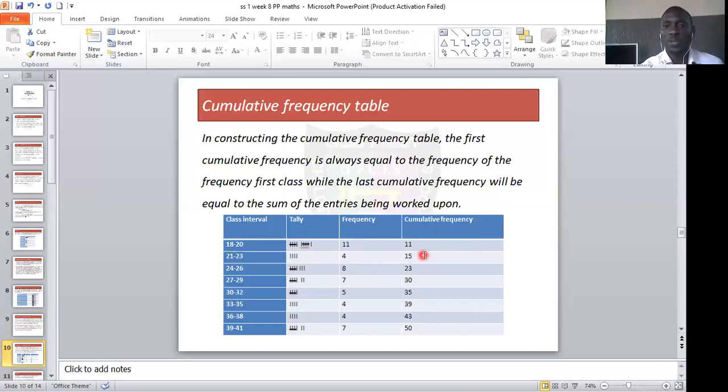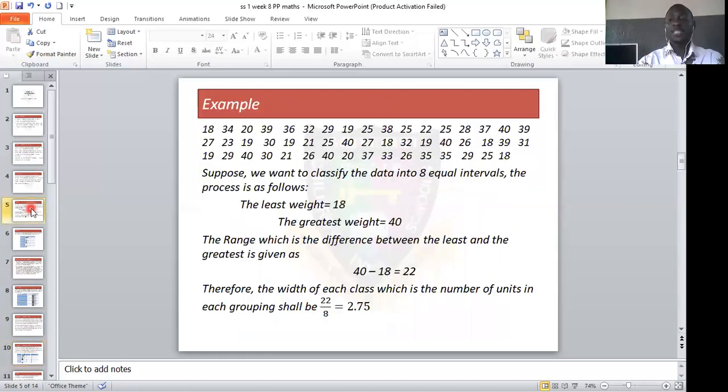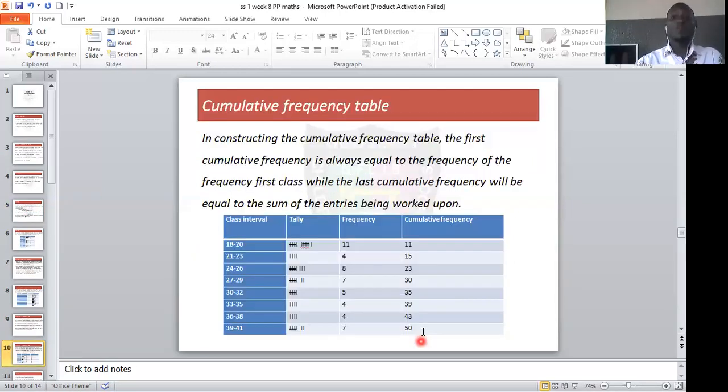11 plus 4 will give you 15. So the third will be 15 plus 8, adding the frequency to the next cumulative frequency, which gives you 23. 23 plus 7 will give you 30. 30 plus 5 will give you 35. 35 plus 8 gives 43, and 43 plus 7 will give you 50. And look at the example from the beginning, you have 50 students. So the last cumulative frequency must be equal to the total number of frequencies. That's when you know that you are correct. I believe you understand that.